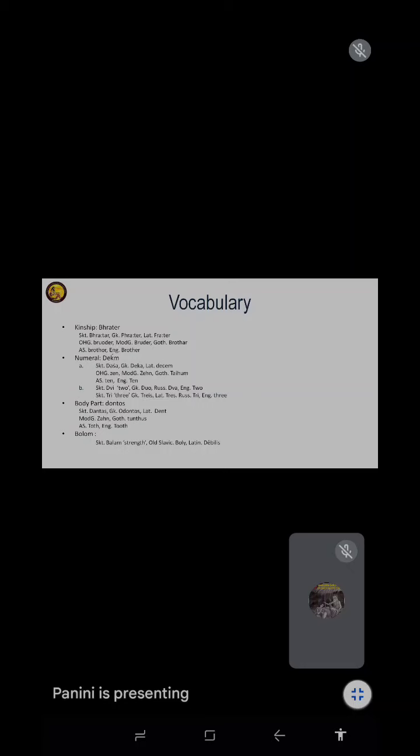Then we have this word balam. Actually, we are giving the first word as the pre-language or the pre-stage. What do you call the prehistory? Balam. Sanskrit balam, strength. Old Slavic, which Russian belongs to, this Slavic family, it is bolye, and Latin debilis. Next, please.